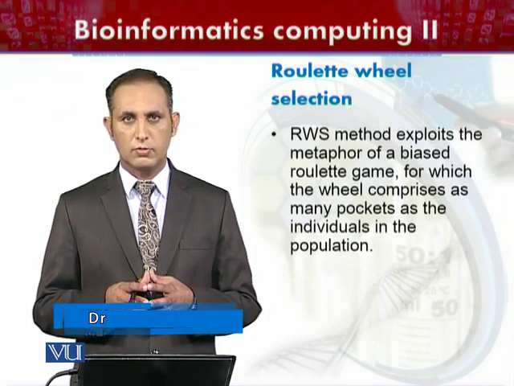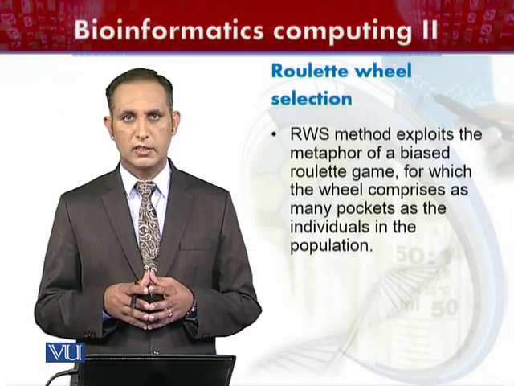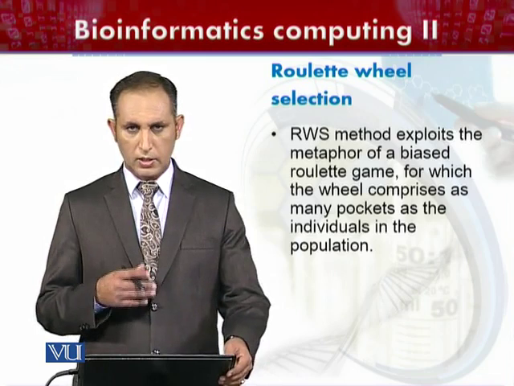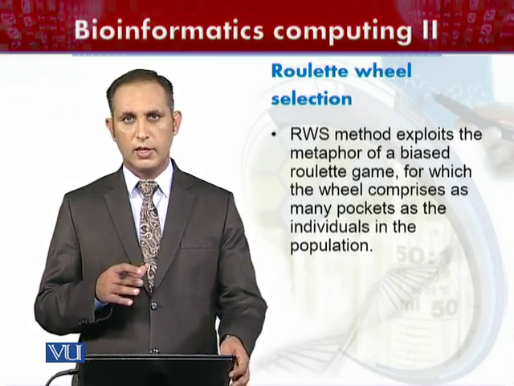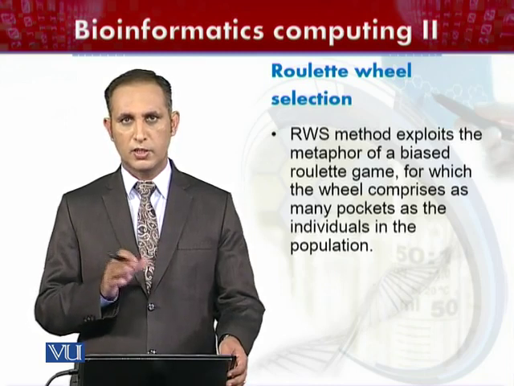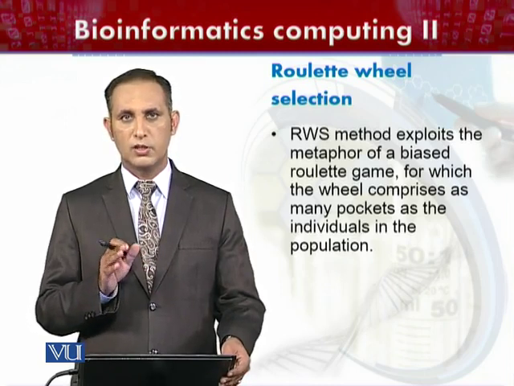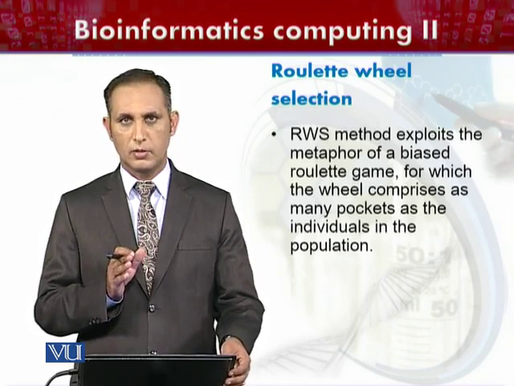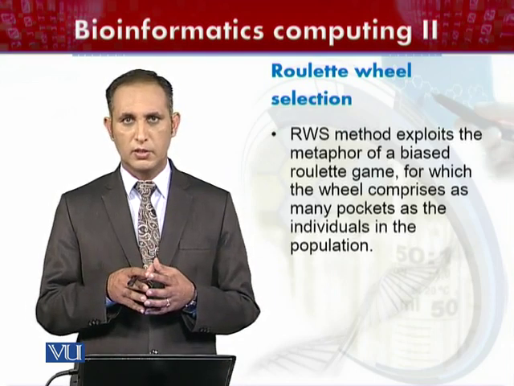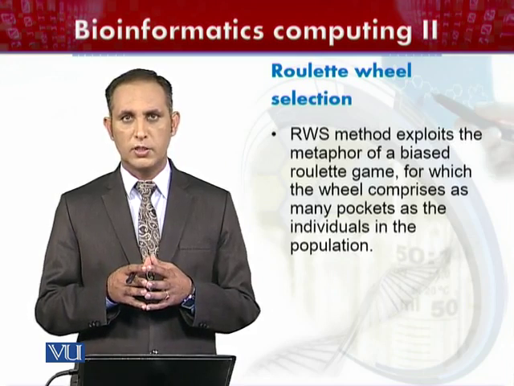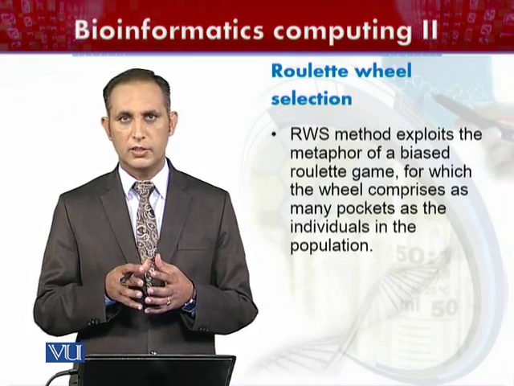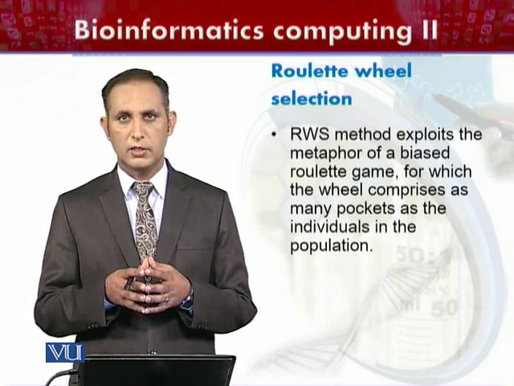The wheel consists of as many pockets as the number of individuals in that specific population. So there is a wheel, and the wheel has a pocket for each and every individual. So the number of pockets on that wheel will be proportional to the number of individuals in that specific population. And when the ball has been spun, there is an equal opportunity for the ball to get into any pocket in that wheel.